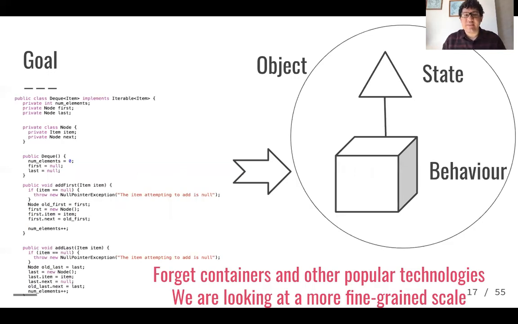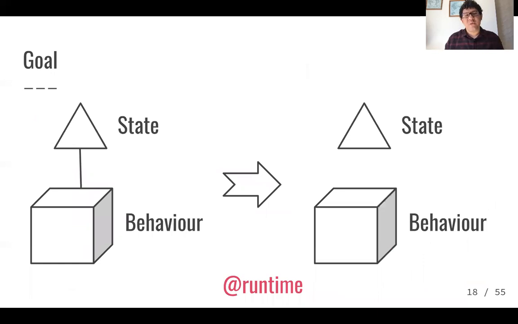So we're going to illustrate exactly what we mean by that. In this picture right here, we have a representation of an object. We have the object behavior, which are its methods. We have the state, which is the object attributes, and all of that is encapsulated. So let's, for now, forget about the containers and the other popular technologies and just focus on this fine-grained picture. What we would like to do is to be able to extract the state from the object, like so, at runtime.